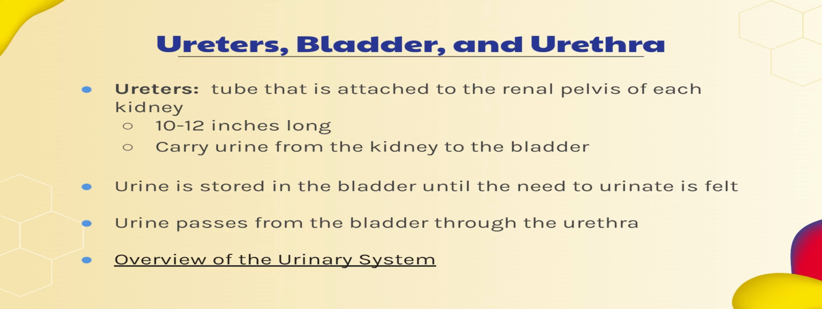Urine then passes from the bladder through the urethra. The opening at the end of the urethra is called the meatus. Urine passes from the body through the meatus. Urine consists of waste and excess fluids.